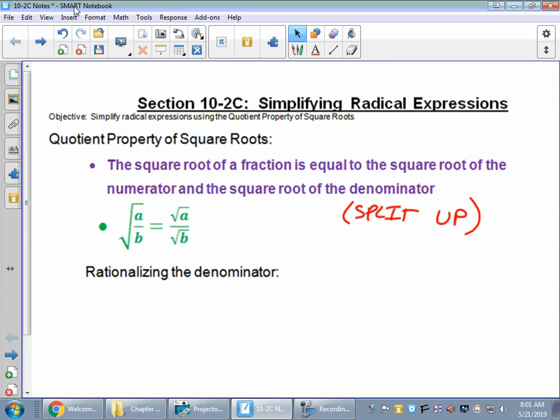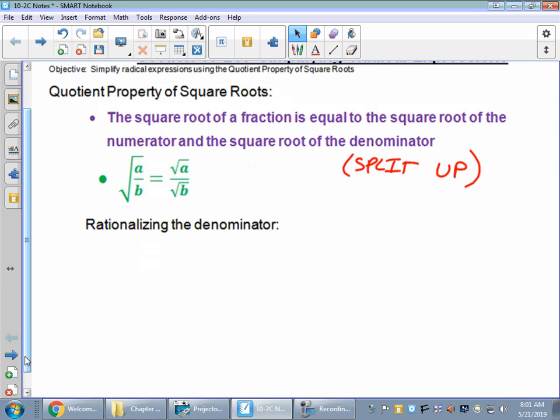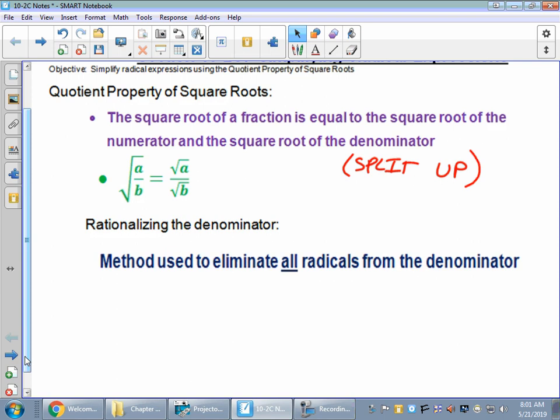Rationalizing the denominator. So remember, a square root is not a rational number. So we have to find a way to make it rational. And so we call this rationalizing the denominator. Basically, it's a method used to eliminate all radicals from the denominator. Because remember, there was a rule that said you cannot have a square root in the bottom of a fraction, or the denominator. So let's look at the steps to do that.